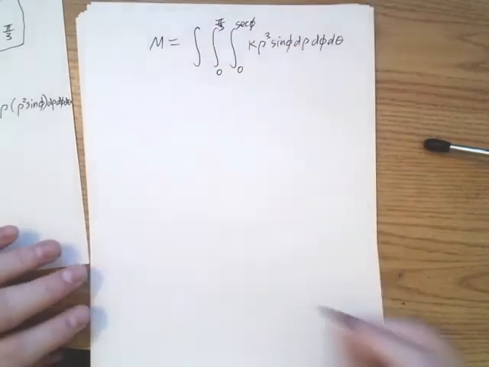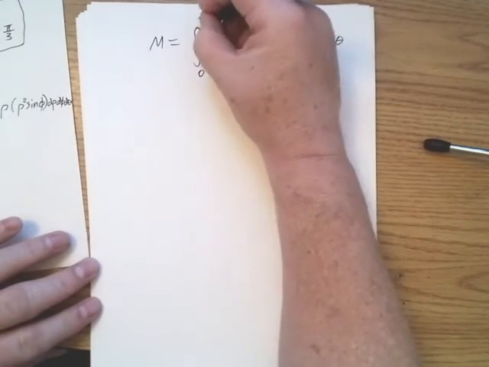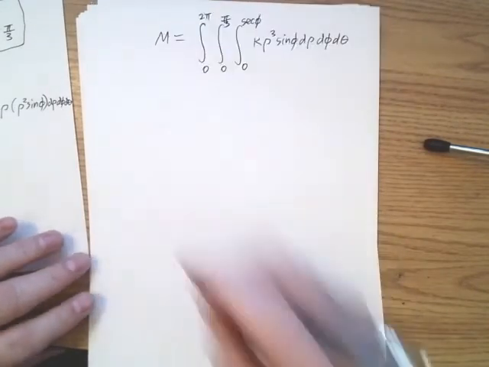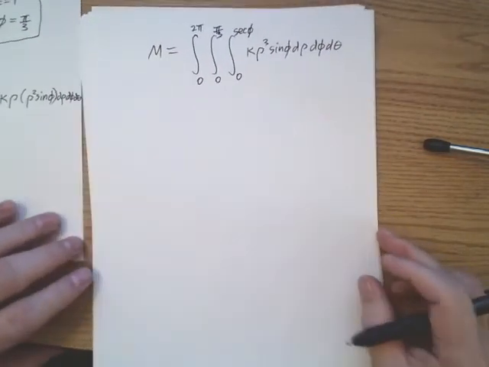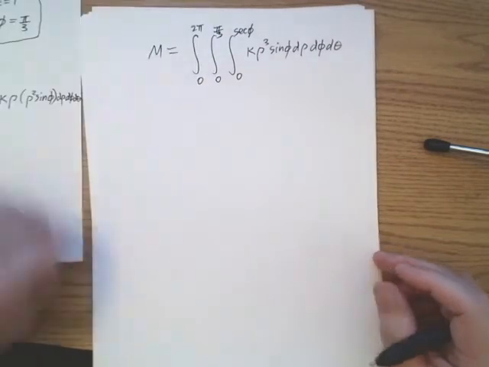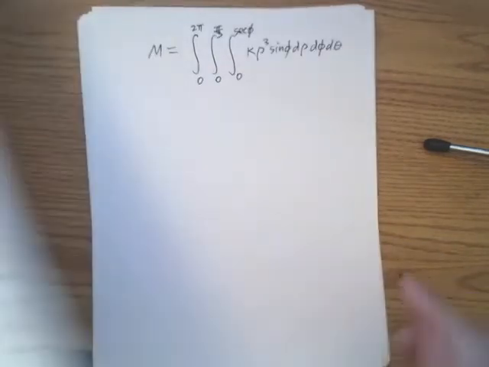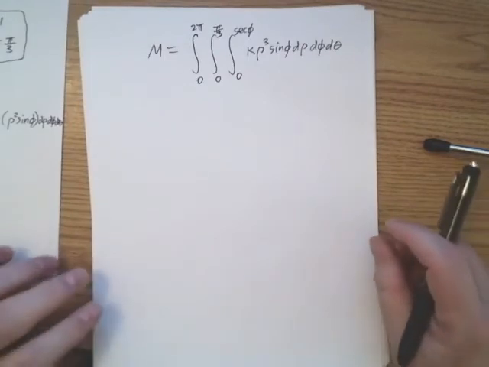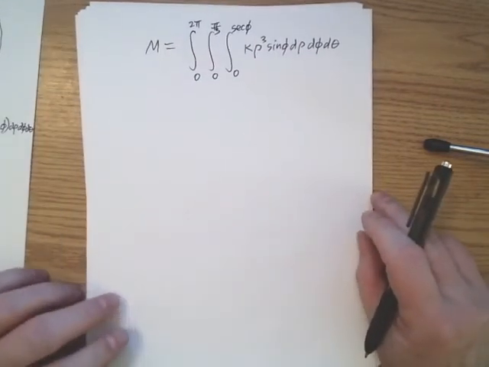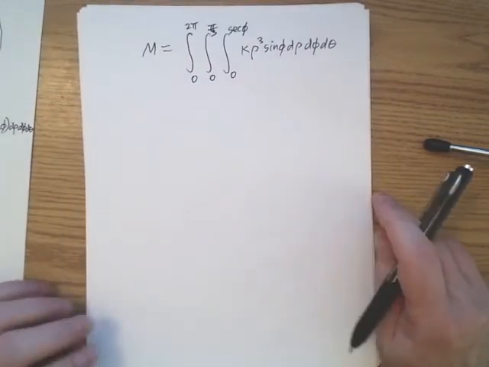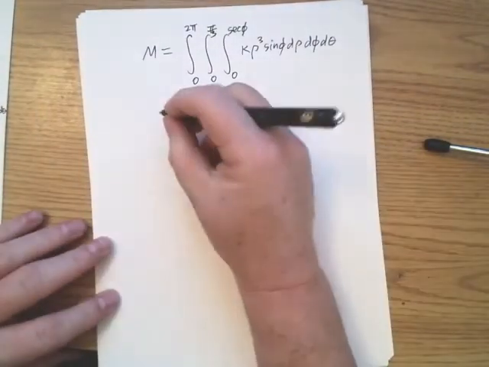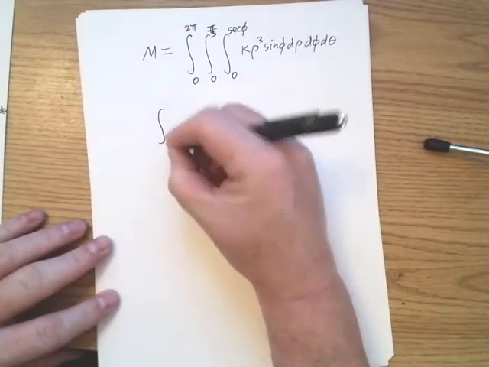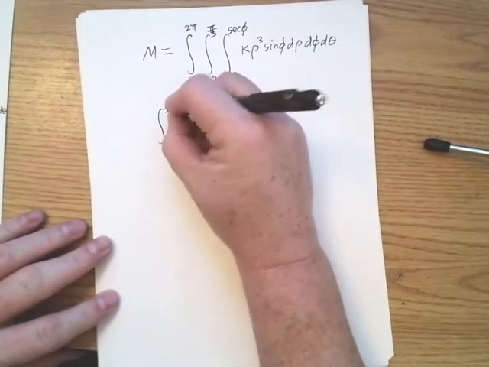And then how about theta? Well, again, like usual, I'm going all the way around. If you were going halfway around, I'd go from 0 to pi, but I'm always going all the way around on these things, so it's 0 to 2 pi.